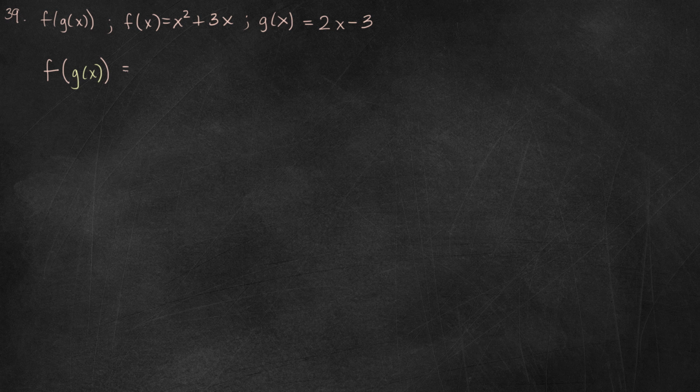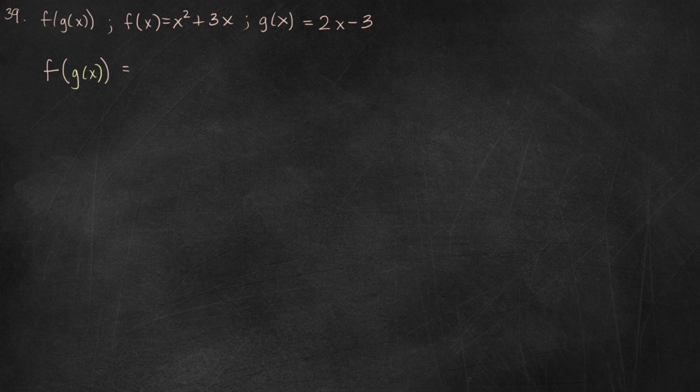Number 39. Find f of g of x. If f of x equals x squared plus 3x, and g of x equals 2x minus 3. For f of g of x, our inside function is the g of x. So we're going to use g of x as our input.